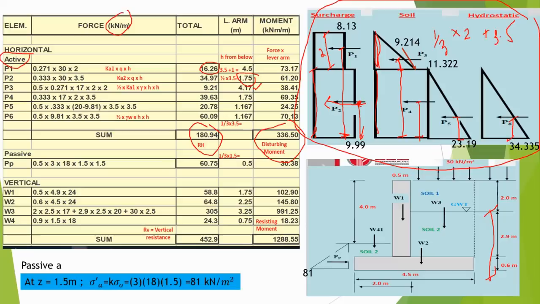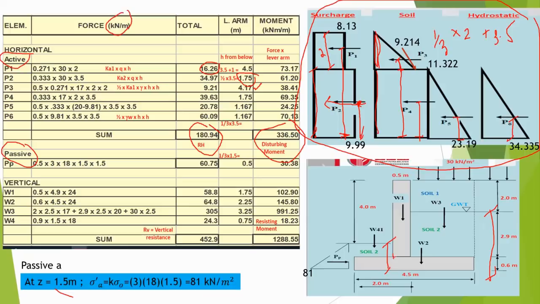So, we do the passive. For horizontal passive, we need to calculate the passive. So, we do the passive one here. Look. Soil Z 1.5. So, the height of this is 1.5. Okay.